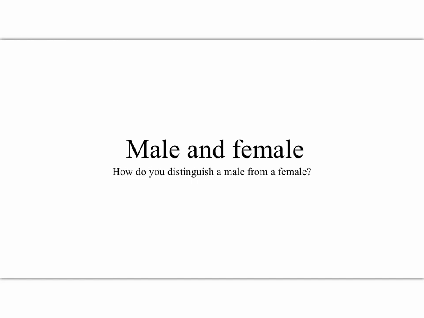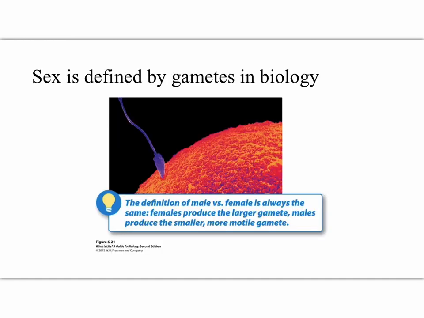There are many organisms that we classify as male and female, even plants. So how do we distinguish between these male and female organisms? Because not all of them have the familiar gonads or reproductive parts that we think of when we look at animals. In biology, sex is defined by the gametes that the organism produces.